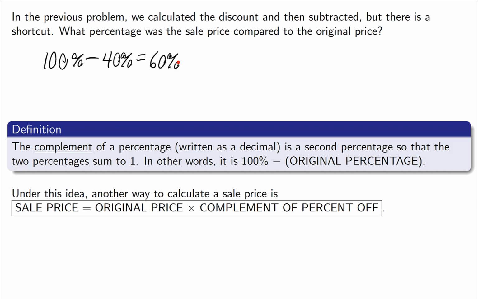Why is that relevant? We call that the complement of a percentage, and so the complement percentage makes it a little bit faster to compute the sale price from the original price. And here's your formula. The sale price is equal to the original price times the complement of the percent off. That is a one-step way to go from original price to sale price. So if you ever hear that something's 40% off, you say, well, there's 60% remaining. I'll multiply the price by 60%, and that's the sale price in one step.